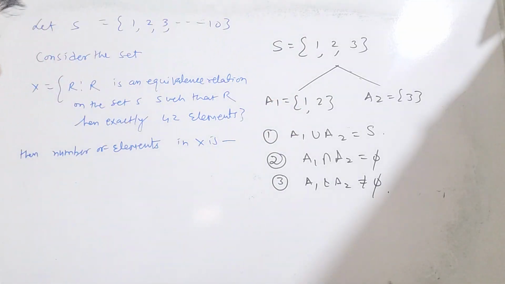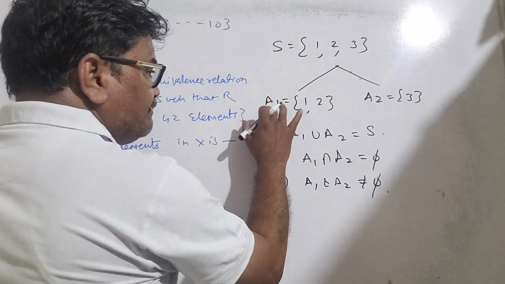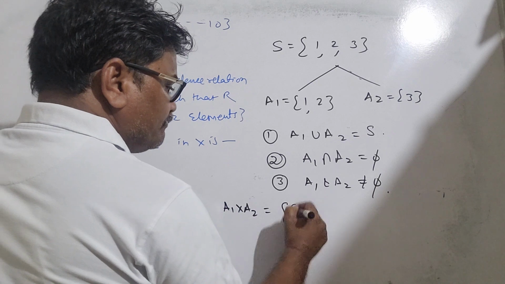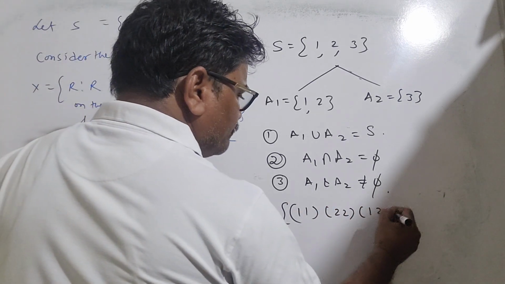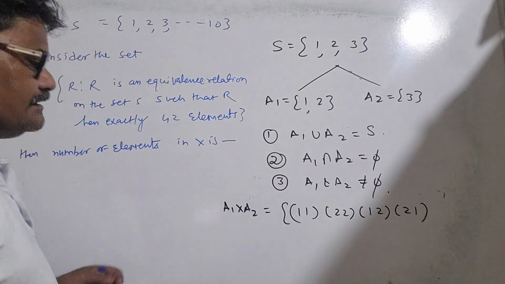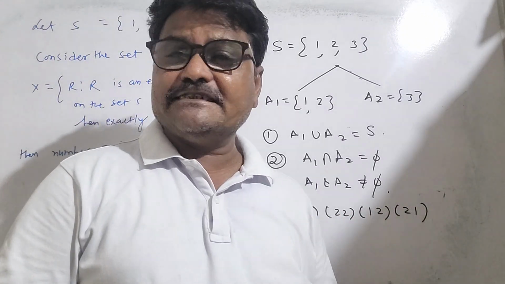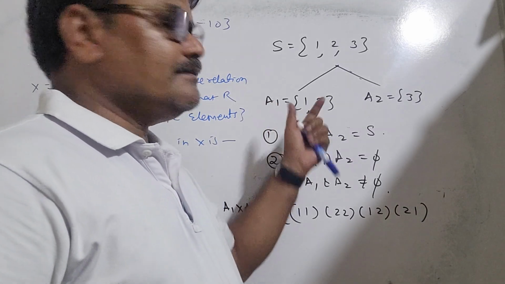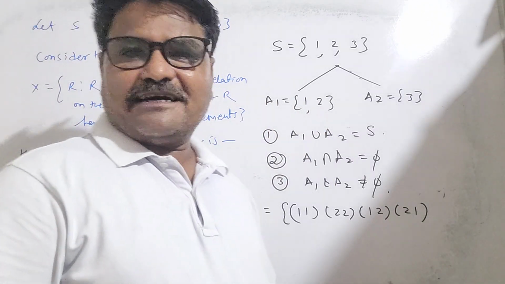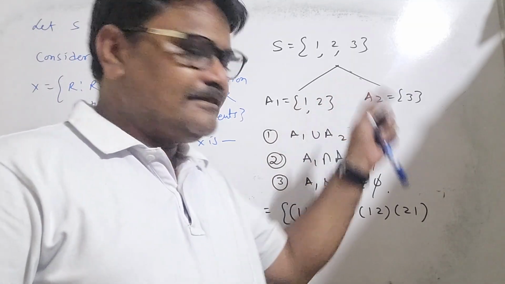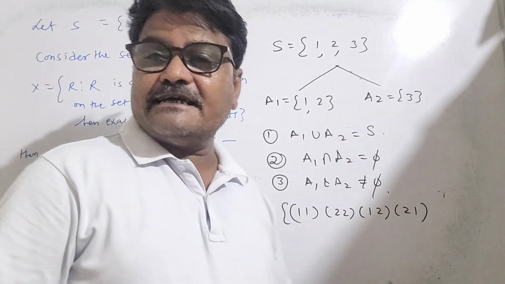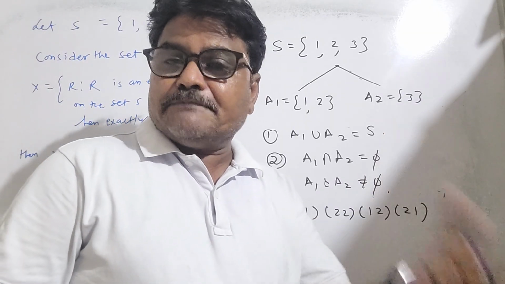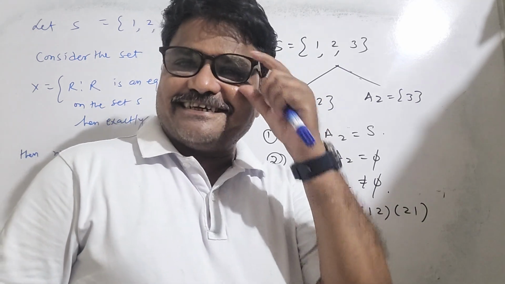Now how to do that? See, now the concept is coming: if I take A1 cross A2, this will give (1,1), (2,2), (1,2), (2,1), and definitely A1 cross A1 is an equivalence relation defined on A1. Correct? This is an equivalence relation, but I want to define the equivalence relation on S. So (1,1), (2,2) and (3,3) have to be there, and apart from those, all other elements which satisfy symmetricity and transitivity. Correct?